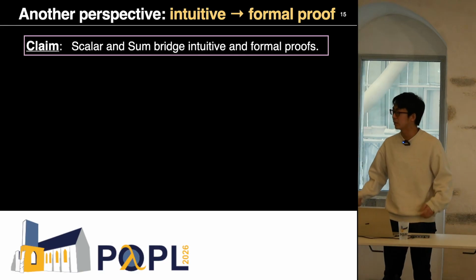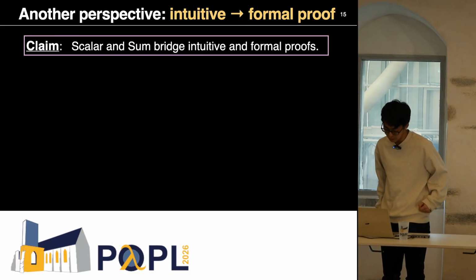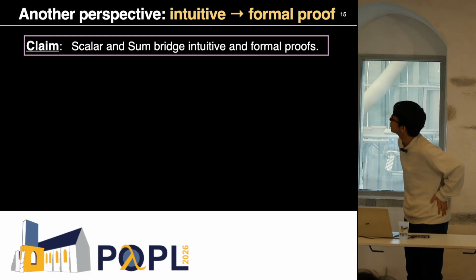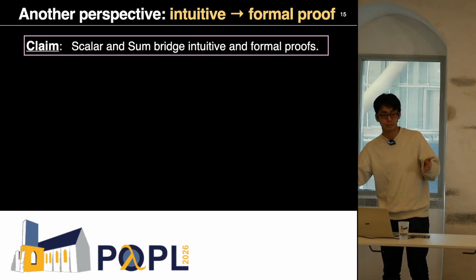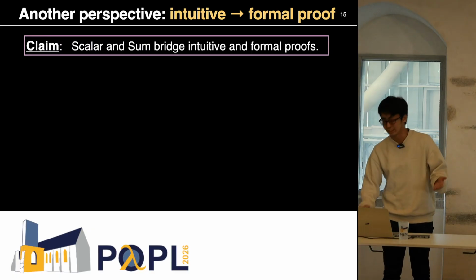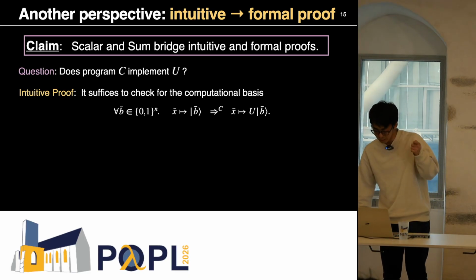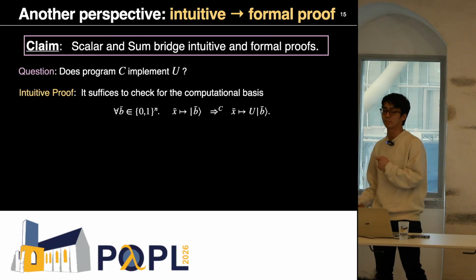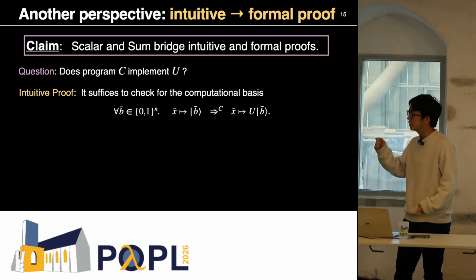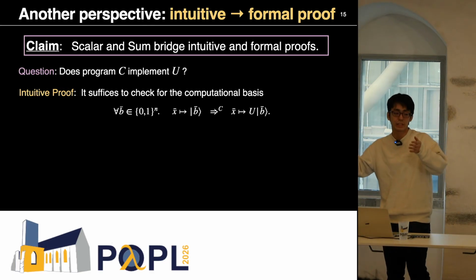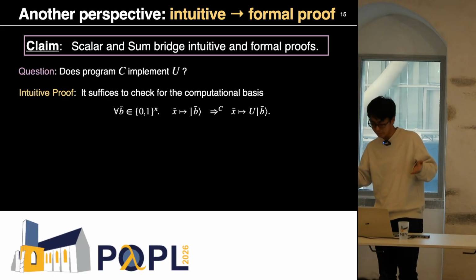Let me explain our idea from a slightly different perspective. I want to make a claim here, which says this idea of adding scalar and sum bridges some kind of gap between intuitive proof and formal proofs in a certain sense. So the question I want to think about is: let's say we're given some kind of circuit, and we want to check it implements some kind of unitary U. And intuitively, what people usually do is say, it suffices to check the finite case of the basis case to prove this, and that is enough because of linearity.